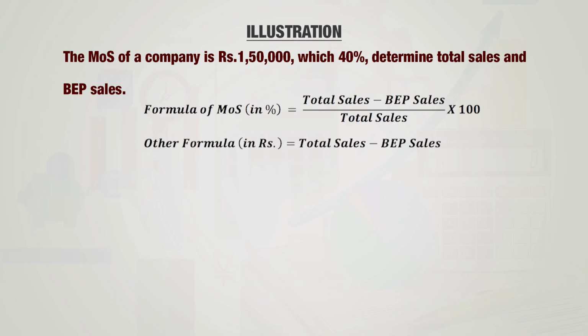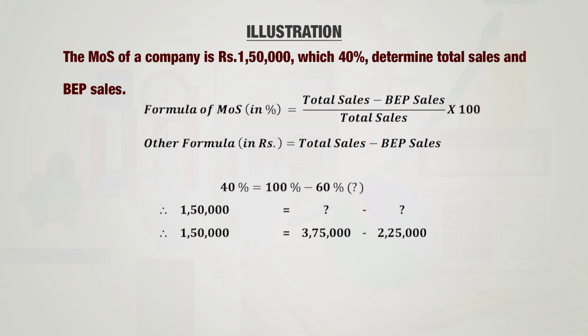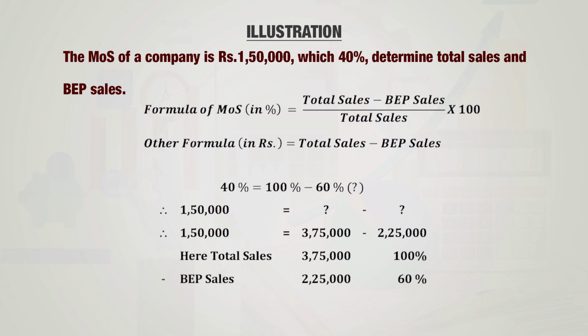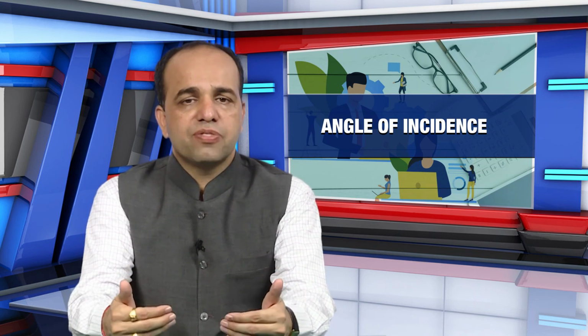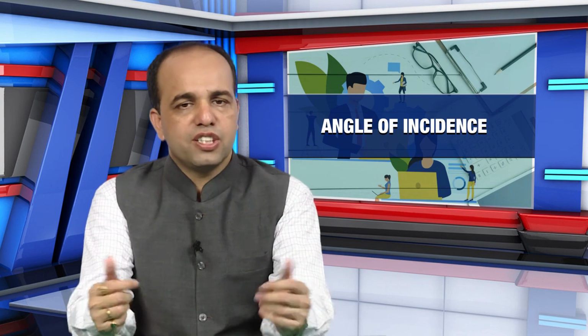In other formula, if it is in rupees, total sales minus break-even point sales at 40% is equal to 100% minus 60%. If 1,50,000 is given, question mark for remaining percentage. 1,50,000 is equal to 3,75,000 minus 2,25,000. Here total sales 3,75,000 at 100% level, break-even point sales 2,25,000 at 60% level. So, margin of safety is 1,50,000 at 40%. Under the head of marginal costing, different aspects are studied like angle of incidence and margin of safety.